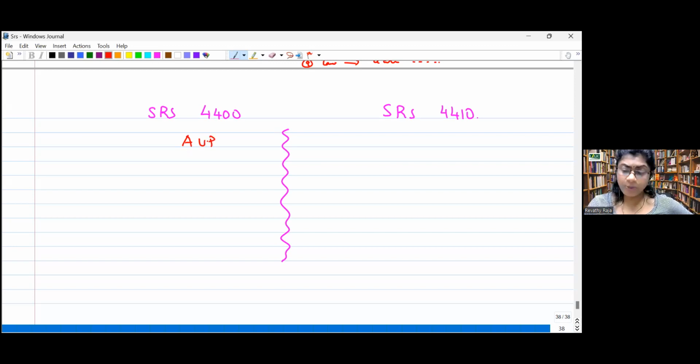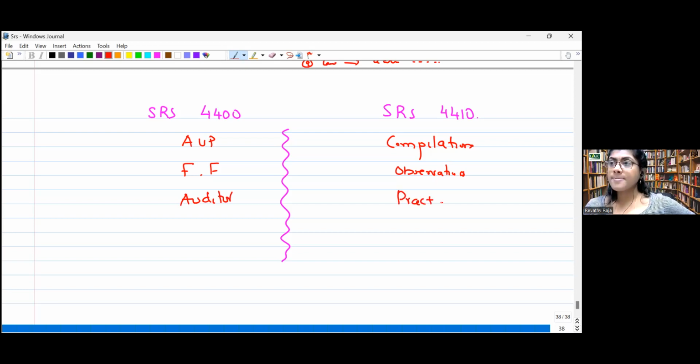This is AUP. This is compilation. Here you are giving your factual findings. Here you are compiling and saying your observations only. Here you are called the auditor. Here you are called the practitioner. Any other difference on the face?